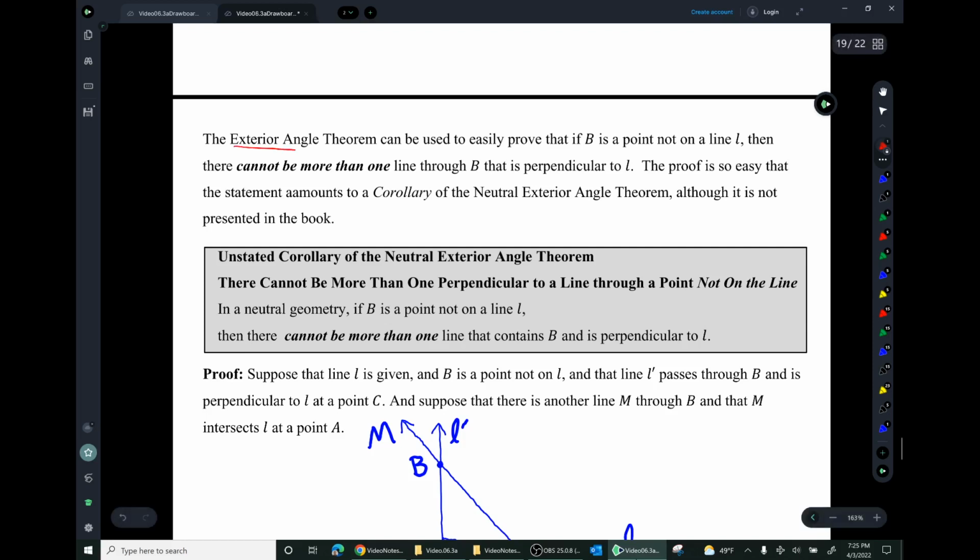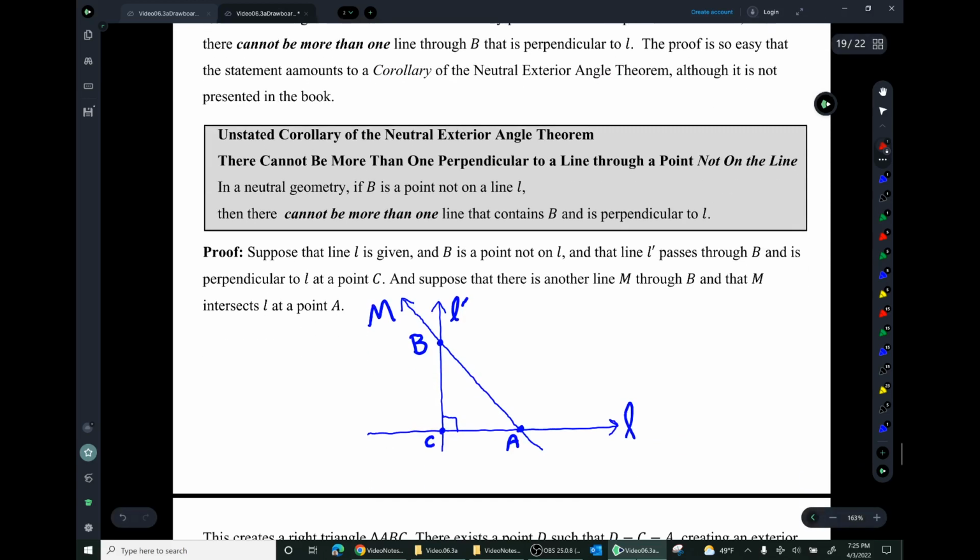Well, the exterior angle theorem can be used to easily prove that if B is a point that's not on line L, then there cannot be more than one line through B that's perpendicular to L. This proof is so easy that the statement amounts to a corollary of the neutral exterior angle theorem, although it's not presented as a corollary in the book. So here's what I would call an unstated corollary. There cannot be more than one perpendicular to a line through a point not on the line.